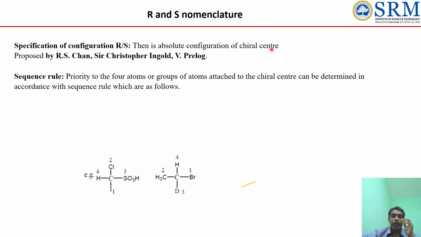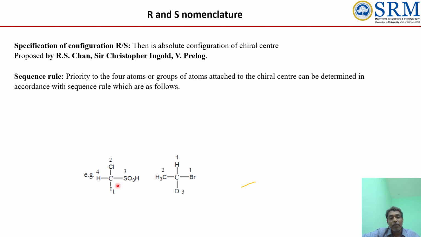Let us take one example. We will talk about the simple rules, and then we will take some examples and explain how to assign R and S nomenclature for a given molecule. As I said, we are talking about carbon. The carbon will have 4 substitutions or atoms around it, right? So what we need to do is assign priority numbers for all the 4 different atoms. This is a sequence rule. You have to assign 1, 2, 3, 4 for the 4 different substitutions around the chiral carbon.